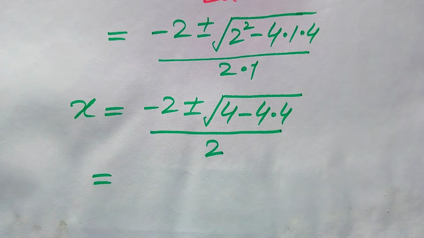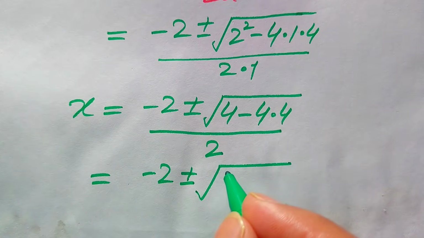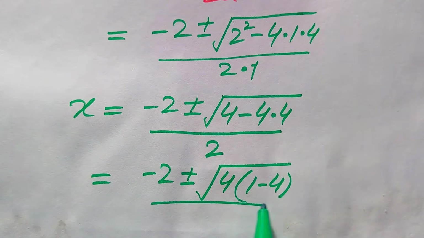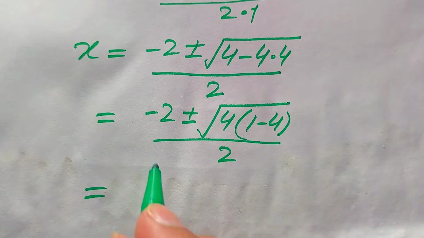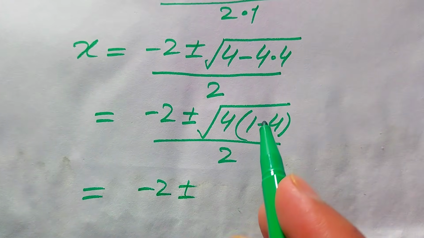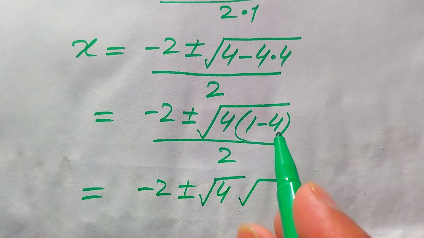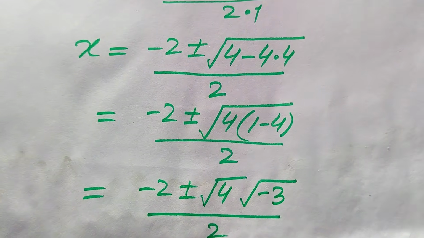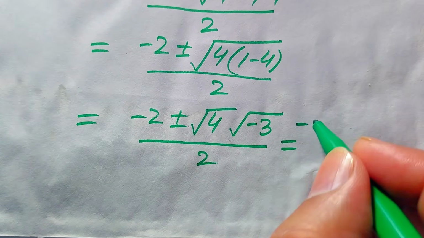In the next step we need more simplifications, and you see that we have minus 2 plus minus, and inside the square root sign we have 4 as the common value, so when we take 4 common we get the remaining values 1 minus 4, and it is divided by 2. Now in the next step we have minus 2 plus minus. Here we apply the square root separately on both of these two values, and we obtain square root of 4 into 1 minus 4, and we know that 1 minus 4 becomes minus 3, and it is divided by 2. Further, the square root of 4 becomes 2.